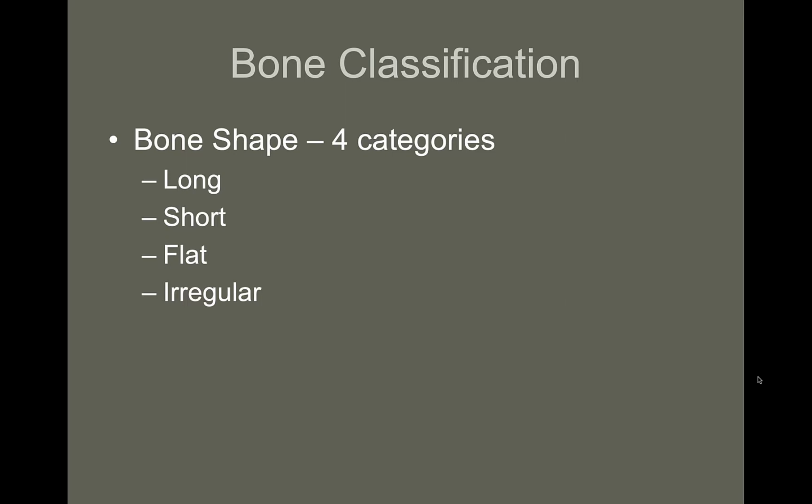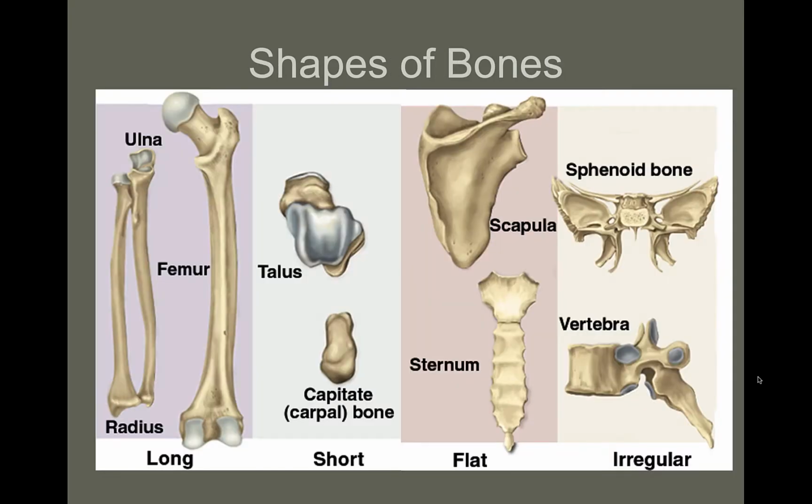We can also say that there's a category called sesamoid bones, and these are bones like your kneecap that are found within tendons that can help kind of act as fulcrums. So these are the 4 major categories that we'll be looking at in these labs, which is why we don't necessarily go into the sesamoid bones.